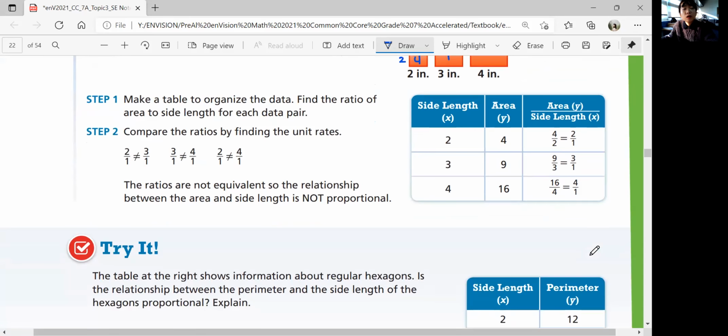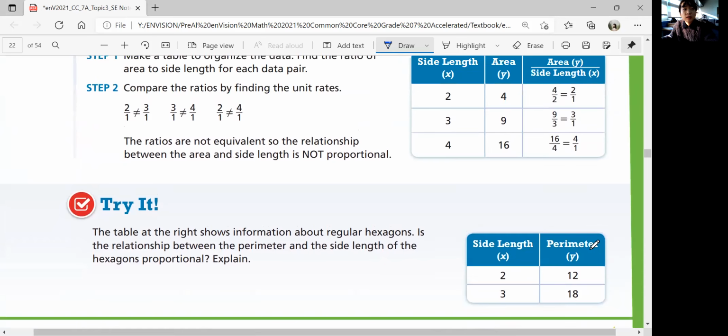Okay, let's look at the try it question. The table at the right shows information about regular hexagons. Is the relationship between the perimeter and the side length of the hexagons proportional? Explain. Okay, so we got a side length. A hexagon has how many sides? 6 sides. Wait, that's not a good hexagon. I was about to draw a pentagon. 1, 2, 3, 4, 5, 6. Yes, that's a regular hexagon, assuming that all sides are equal.